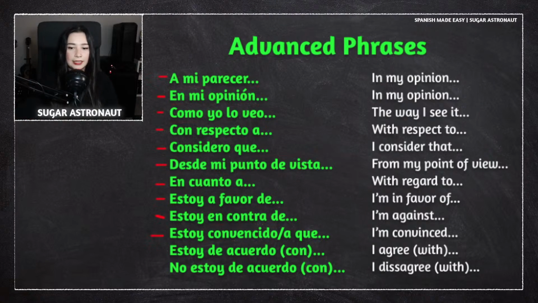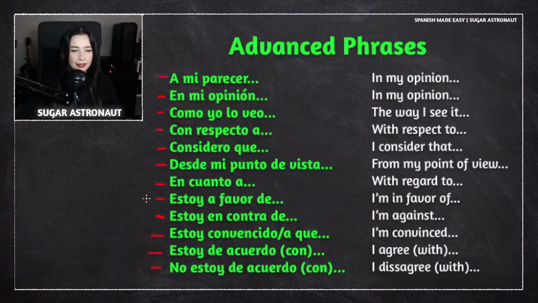The last two, guys. Estoy de acuerdo con, I agree with. It can be with a person, or you agree about something specifically. Could be pollution, religion, politics. So it could be also those kinds of things. No estoy de acuerdo con, I disagree with, or just I disagree.